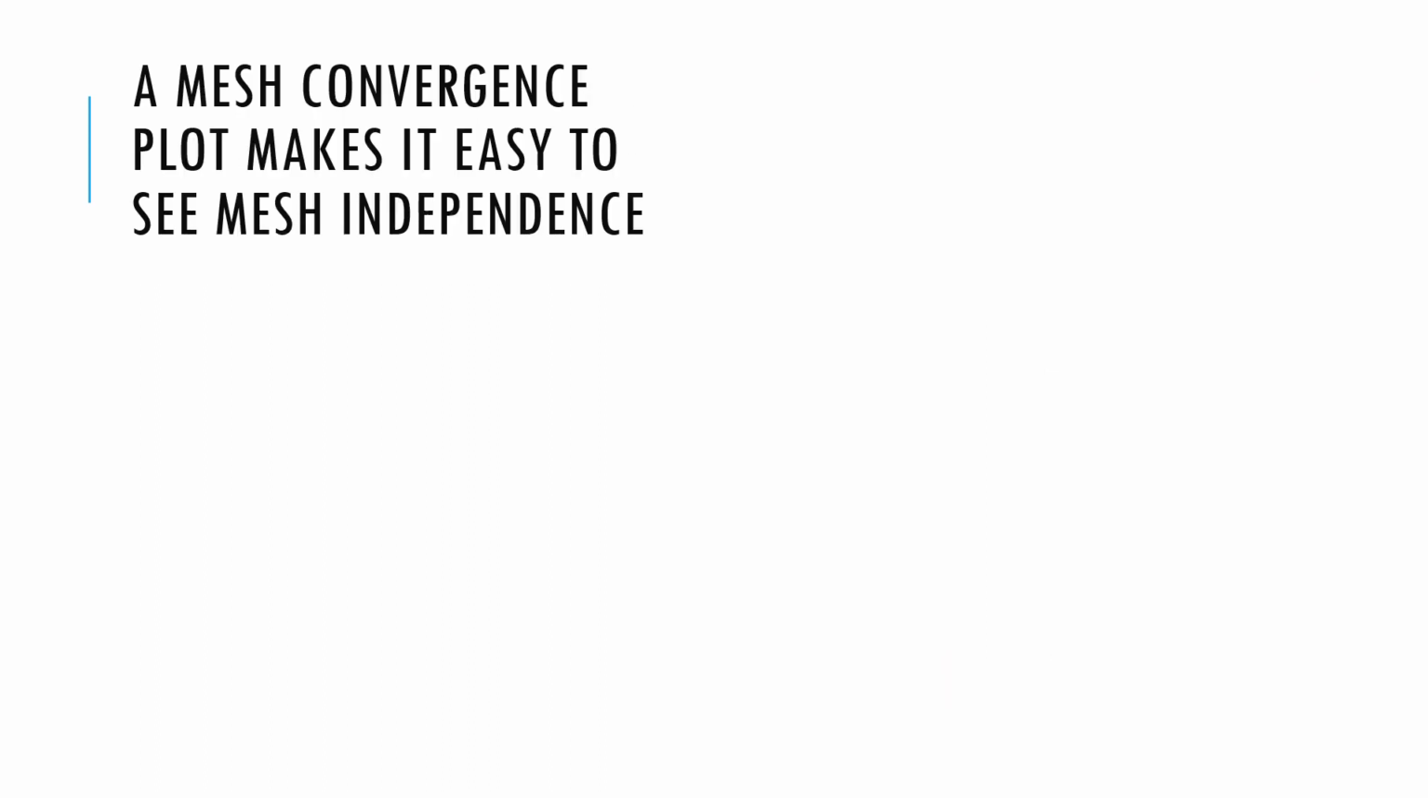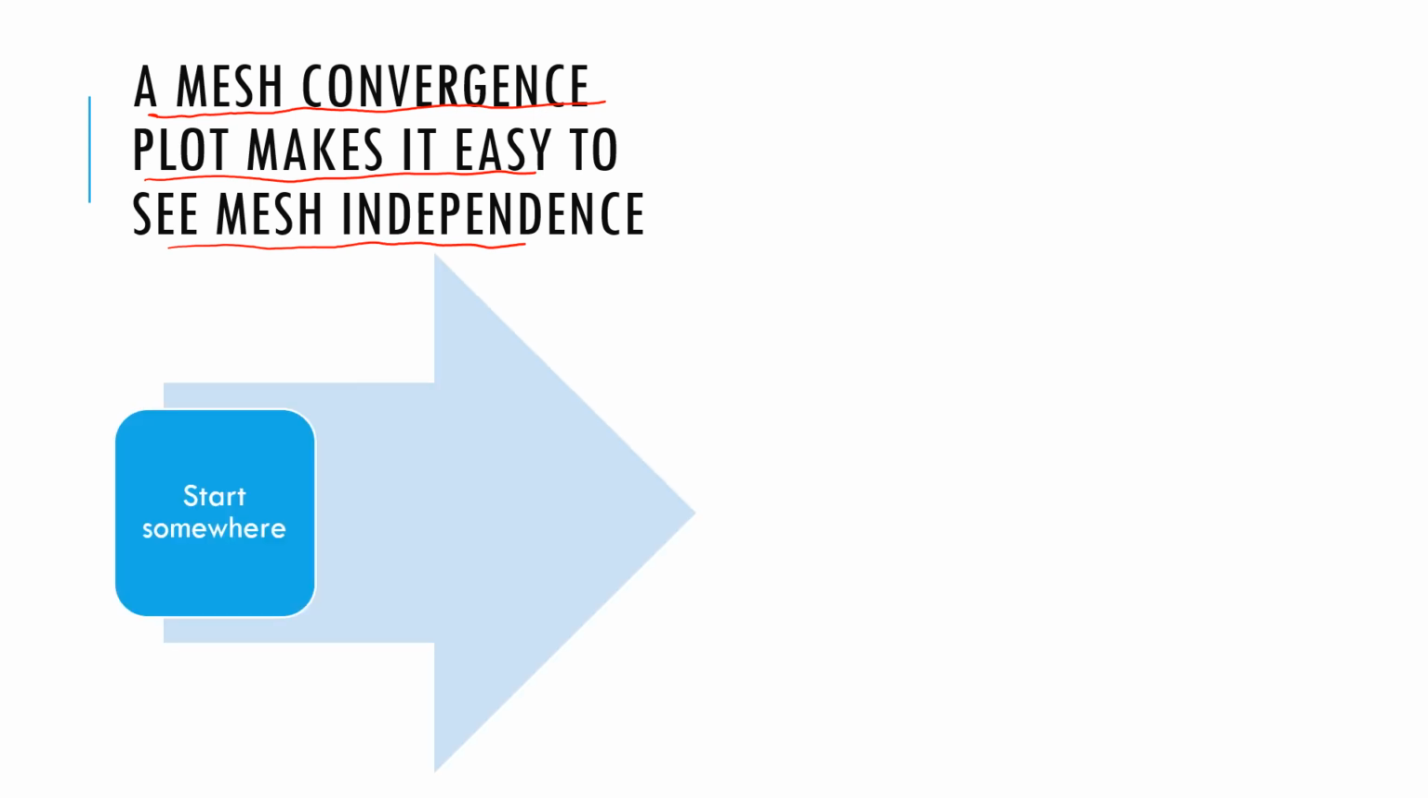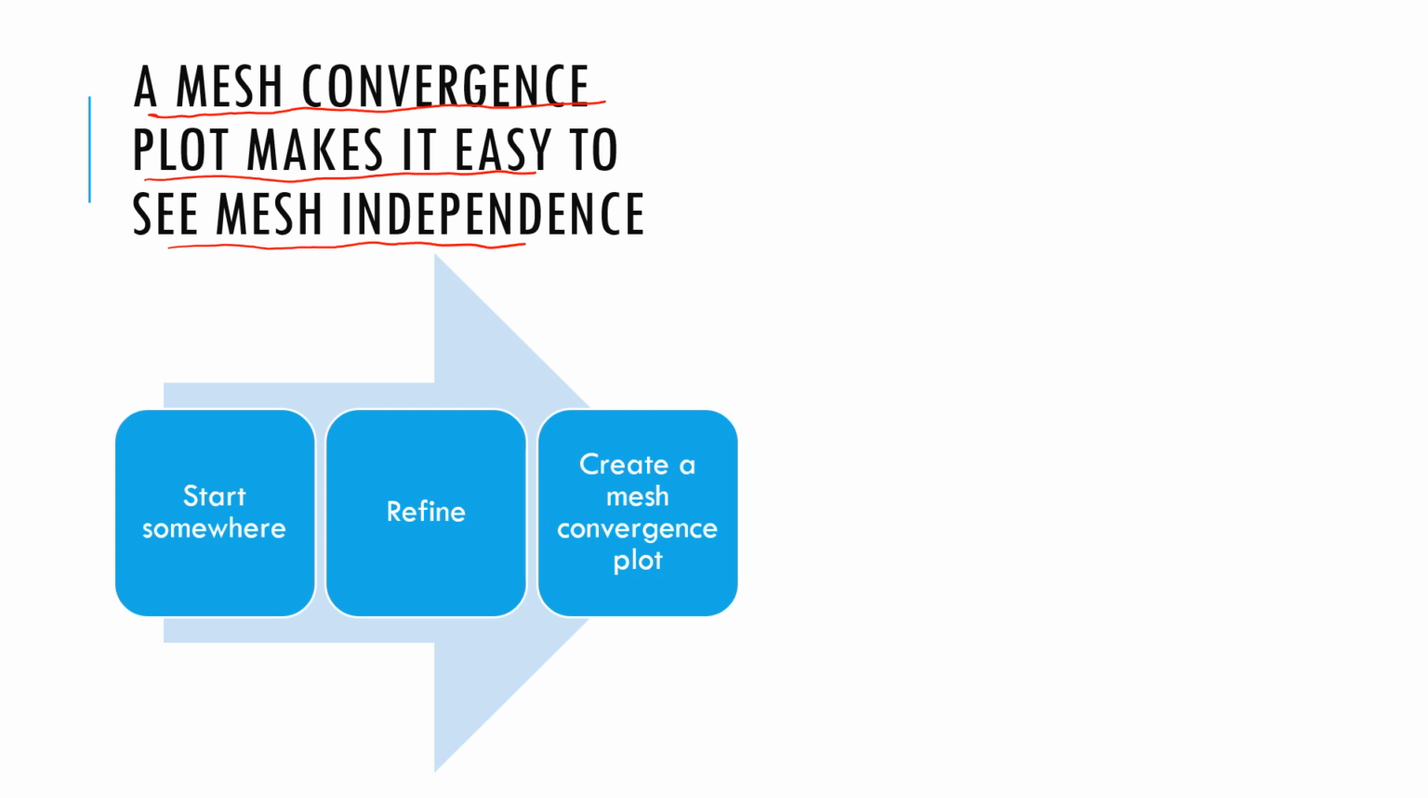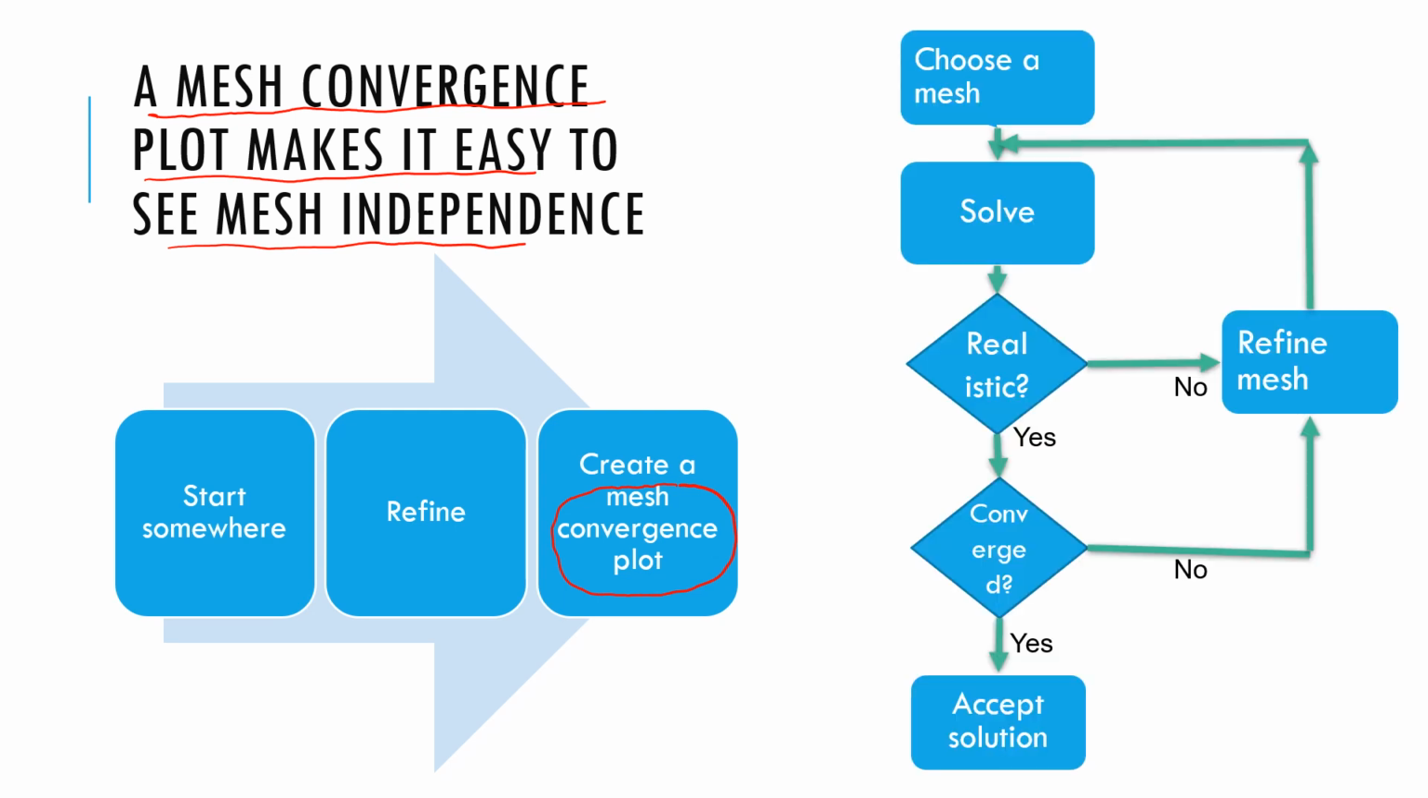A mesh convergence plot is simply an easy way to see the mesh independence. So to do this, we just start from somewhere. We just have a mesh to get started, refine the mesh, and then create a plot of whatever it is that we are interested in from the model, that variable versus the different meshes as the mesh is refined. So let's look at a little more detail.